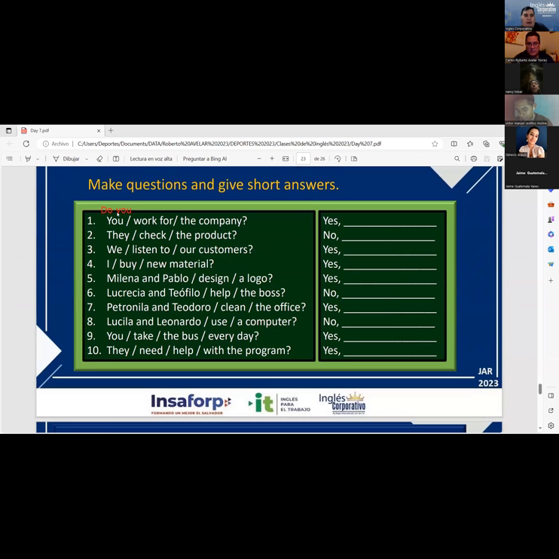In this one, you have to complete the question. Number one: do you work for the company? The answer: yes, I do. And then the others, like short answers. Do Lucila and Leonardo use a computer? Yes, they do. So you have to answer that. Or is it no? No, they don't. So that's what you have to do.